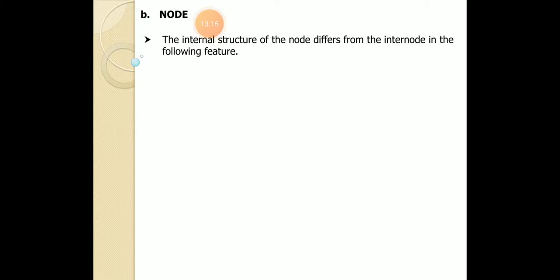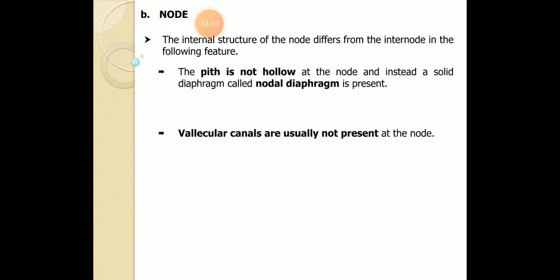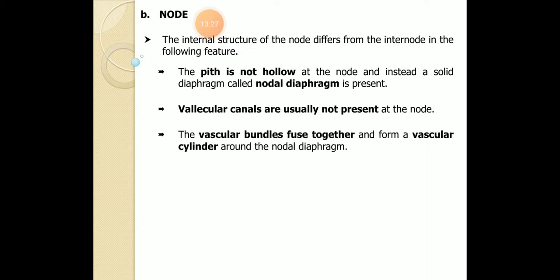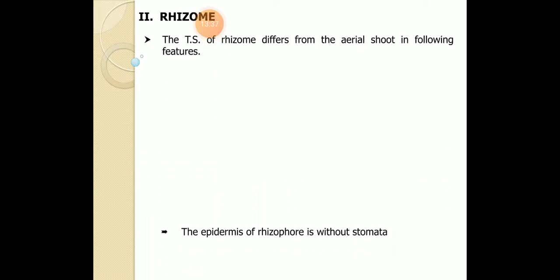Coming to the nodal region, what we studied was the internodal region. In the nodal region the pith is not hollow, and instead there will be a nodal diaphragm, and vallecular canals are usually not present in the nodal region, and bundles fuse to form the vascular cylinder, and carinal canals are also absent in the nodal region.